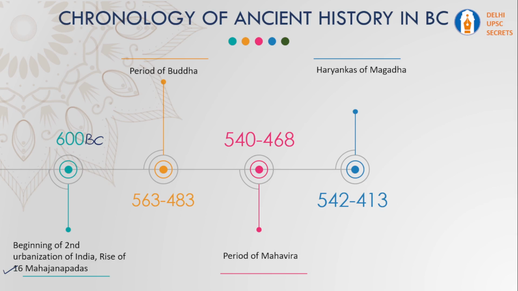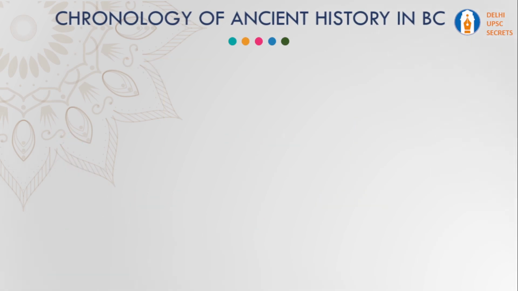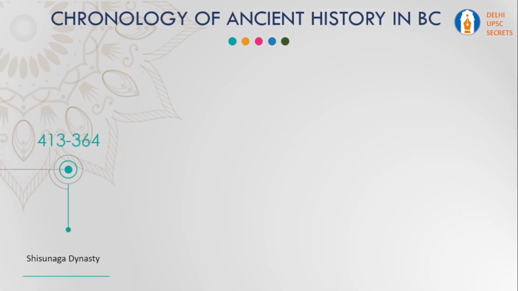If you consider ancient Indian history, Haryankas, Shishunagas, Nandas, and Mauryas are the most crucial kingdoms that you need to remember in a proper order. So 542 to 413 is the period of Haryankas of Magadha. Then in 518, the Gandhara and Sindh satrapies of the Persian Empire and the Behistun inscription of Darius belong to that particular period. Next, we have the Shishunaga dynasty between 413 to 364 BC.